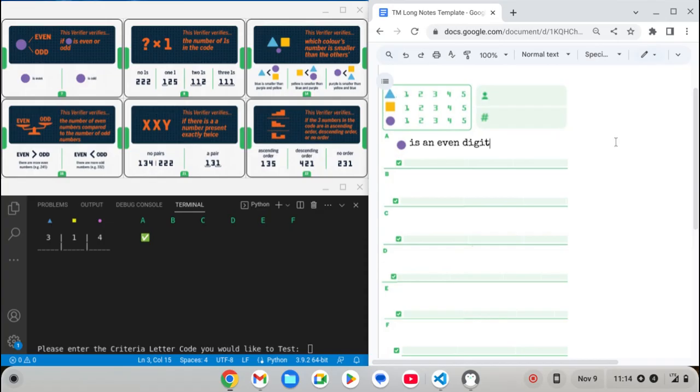And of course, since it is even, that means we can actually exclude and cross out all of the odds. So let's go ahead and cross out 1, 3, and 5. Next, I think I'd like to test criteria card D.